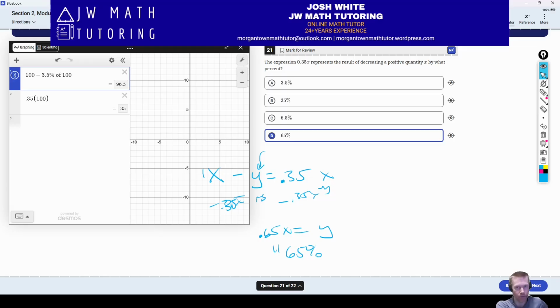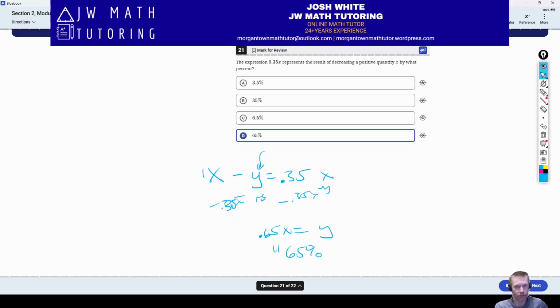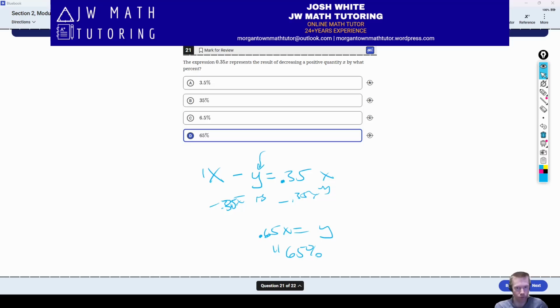What if I check B? What if I make it 35%? Nope, still not equal. Now, what about answer choice C if I make it 6.5%? No. What about if I check answer choice D? Yes. Notice, starting with a value, decreasing it by 65% of that value gives me a result which is equal to 35% or 0.35 times that value. So that's just an alternate approach you could take using picking numbers.